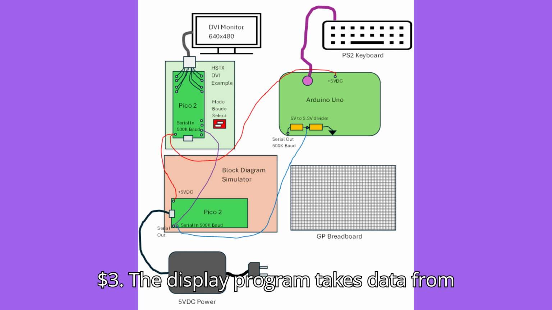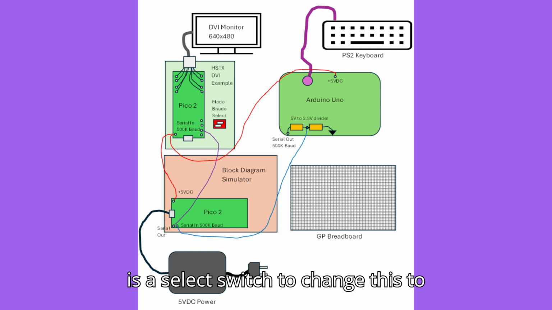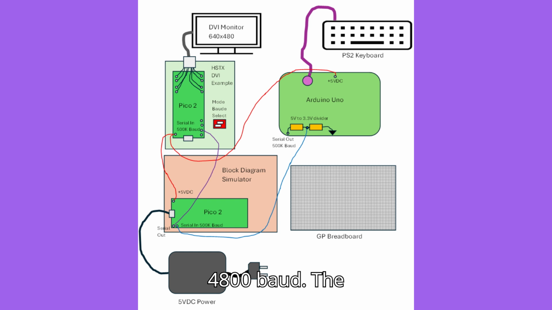The display program takes data from the UART serial input at 500K baud. There is a select switch to change this to 4800 baud. The green box on the left displays text at 40 lines by 60 characters. Characters use a fixed 5x7 font.